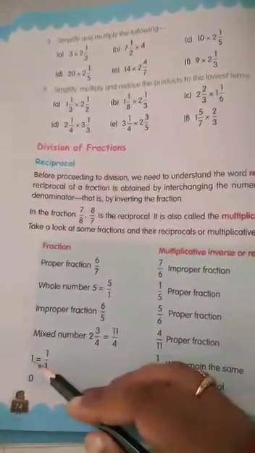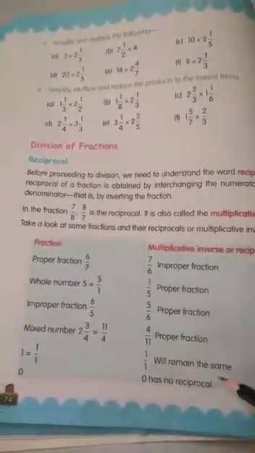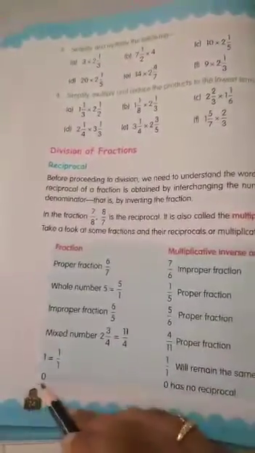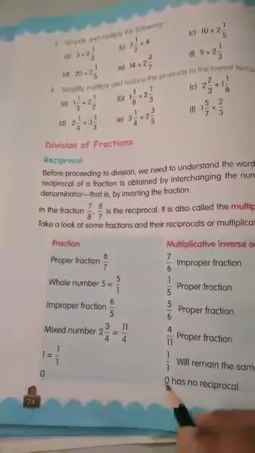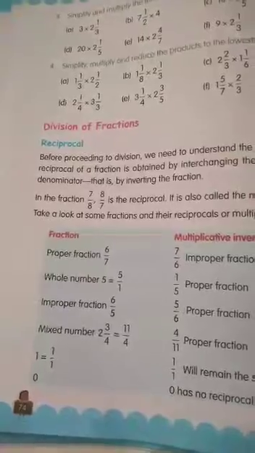Next, the fraction 1 equals 1 by 1. 1 by 1 will remain the same. Now 0. 0 has no reciprocal.